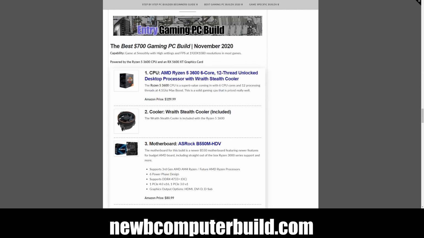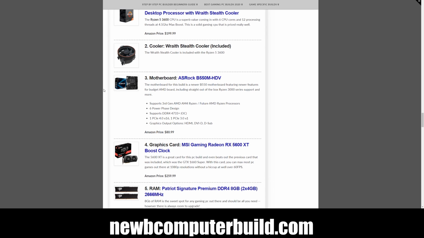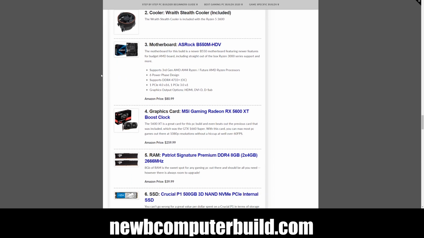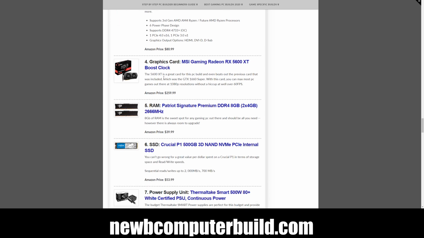For the $700 build, this is for those that want to game at higher settings at 1080p resolutions in most games, and game smoothly at those settings, not a problem at all. So the AMD Ryzen 5 3600 CPU is at $199.99 and comes with the Wraith Stealth Cooler. The motherboard we have is the ASRock B550M HDV. This is a micro ATX board, so a smaller form factor, at $80.99. Graphics card, MSI Gaming Radeon RX 5600 XT. We bumped this one up to this card this month, because the previous 1660 Super, which doesn't perform as well, is priced strangely at the same price this month at $259.99.